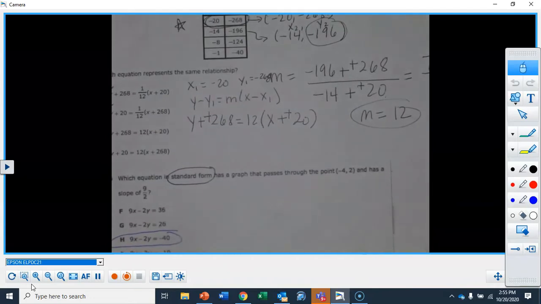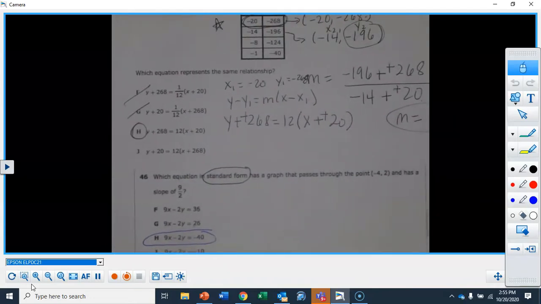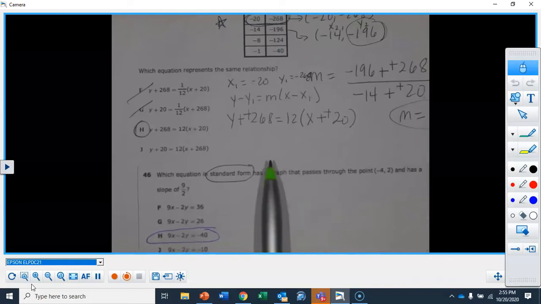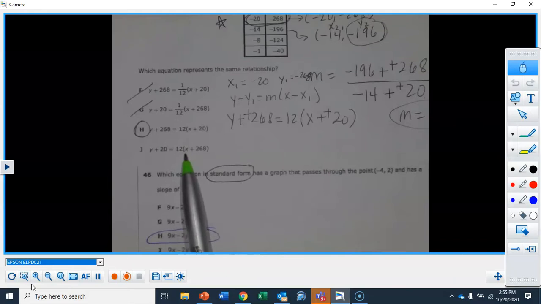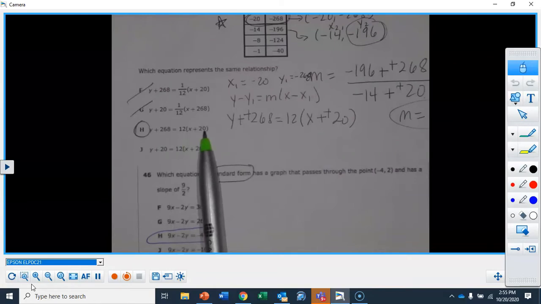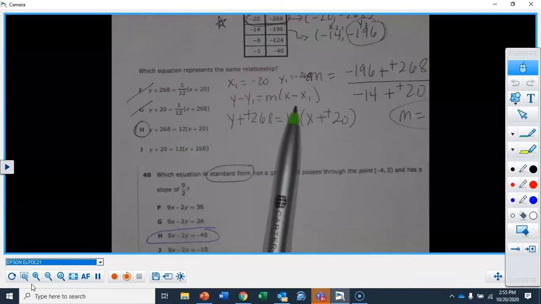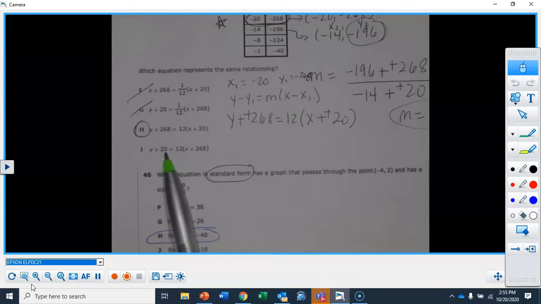So now that's it, because they don't want it in slope-intercept form. They wanted it in point slope. So the answer is H, right? Because here's how they'll try to trick you. They'll say, hey, maybe these kids don't know that the y1 goes here and the x1 is there, right? But again, the formula's on the formula sheet, so don't miss it. So notice how they put the 20 here and they put a positive 268. The answer is H, all right?